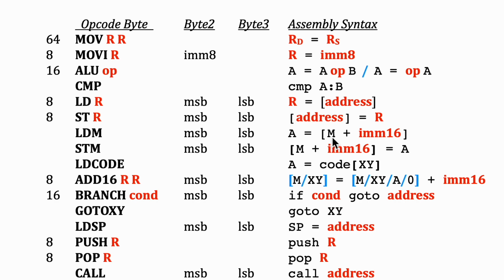This instruction can be used a number of ways. If the immediate value is 0, then M is just containing a pointer, and we go to that address to fetch a byte. If M points to some structure in memory, the immediate might be an offset or the address of a particular field within that structure, and so we can use it in that way.